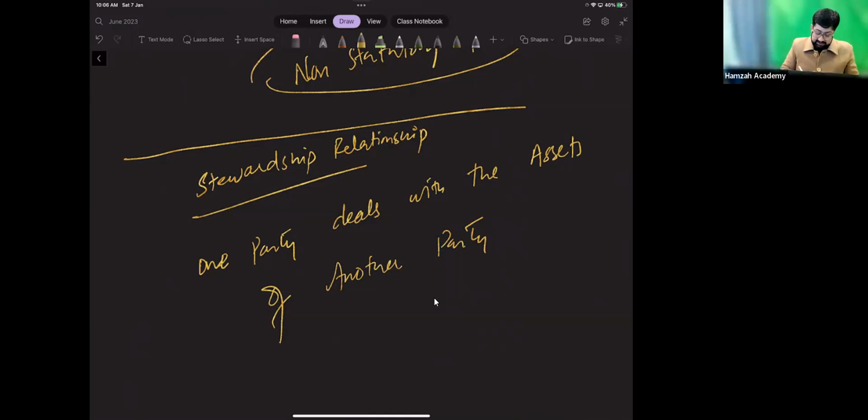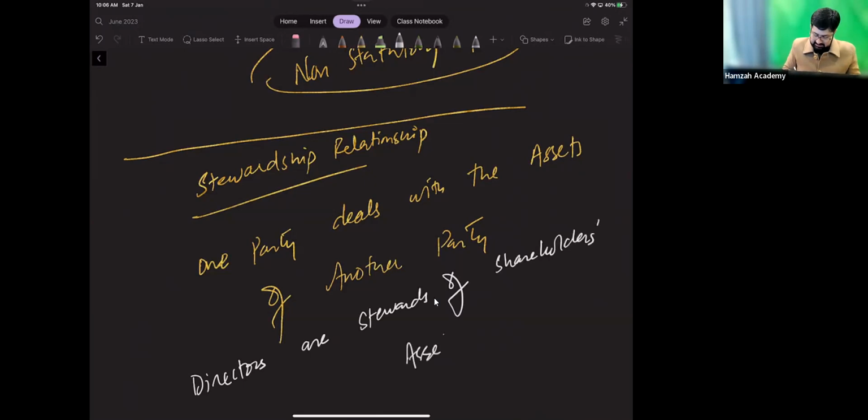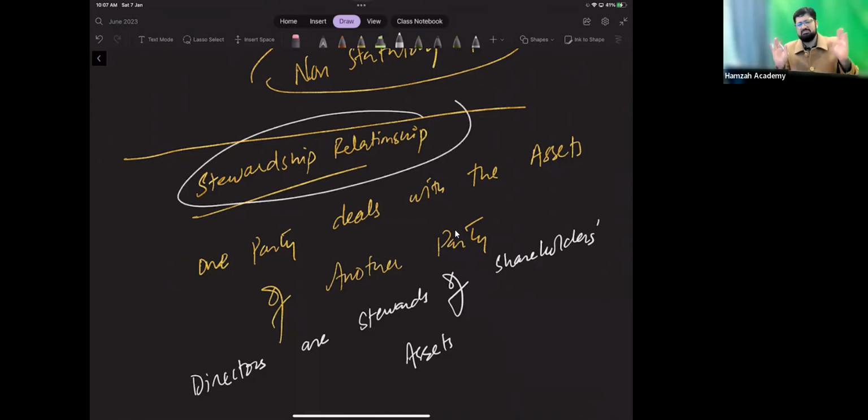Hence, directors are stewards of shareholders' assets. Directors are stewards, because shareholders' money is with them. This concept is basically based on the agency relationship. Same.